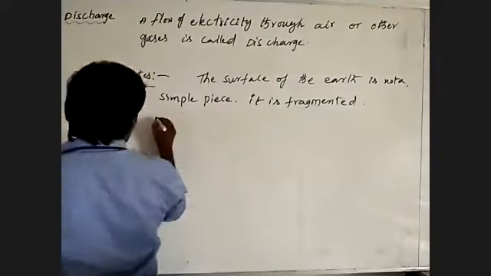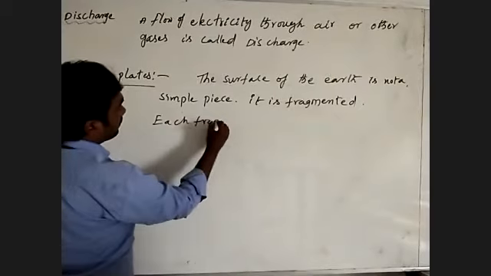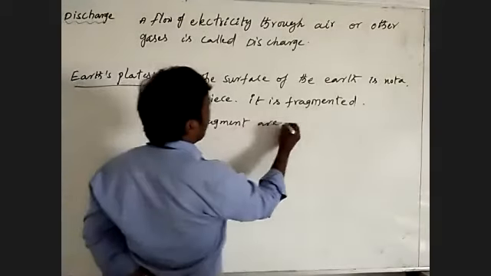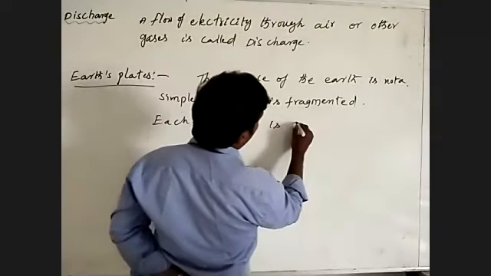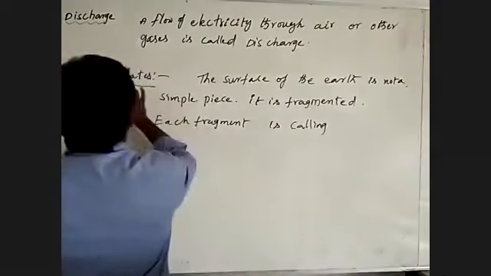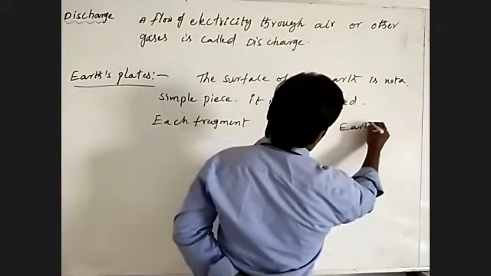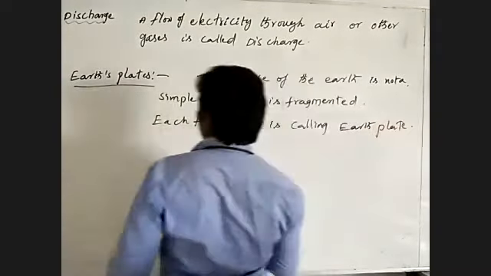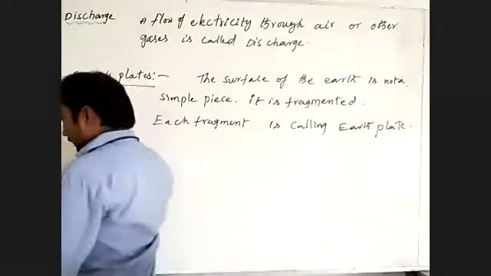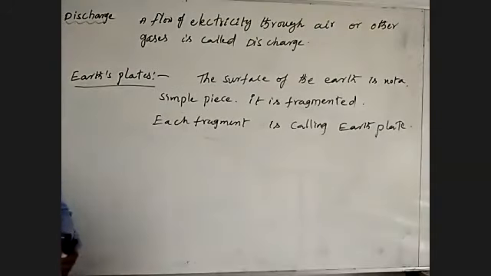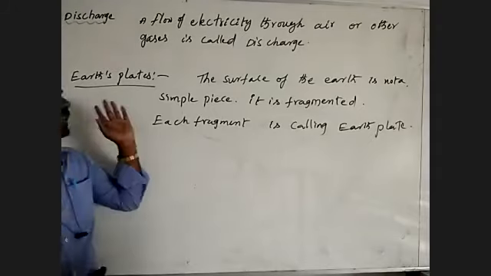Each fragment we are calling an earth plate. See carefully here what I'm saying. The surface of the earth is not a simple piece. It is not a single part. The earth deep consists of different types of fragments. Fragments means water, huge rocks, hill stations, water molecules, minerals, whatever those are. Those we are calling fragments.